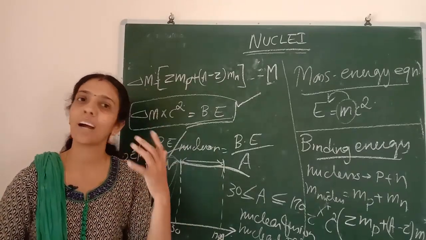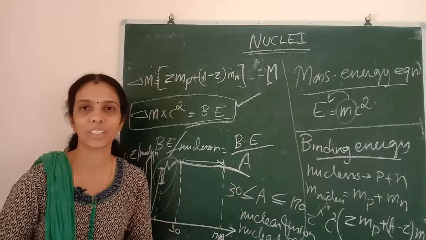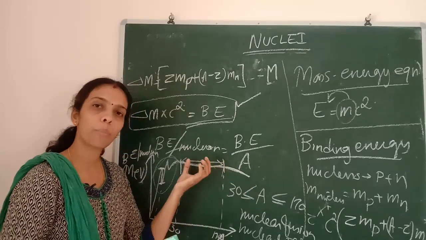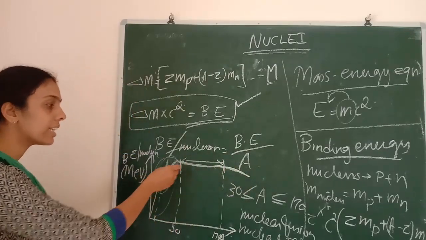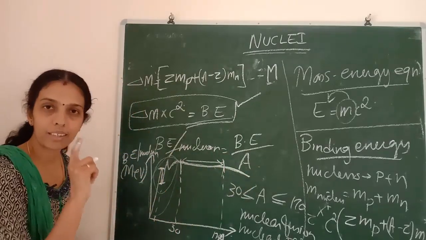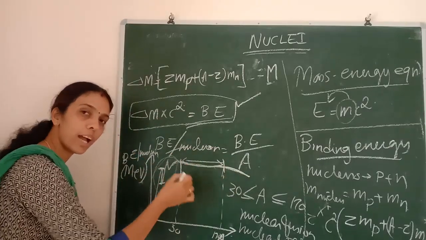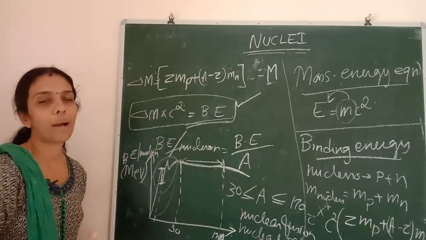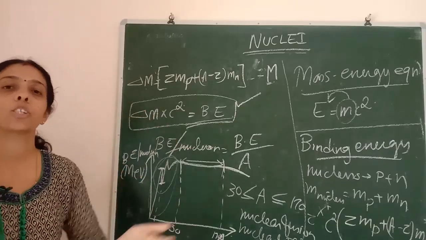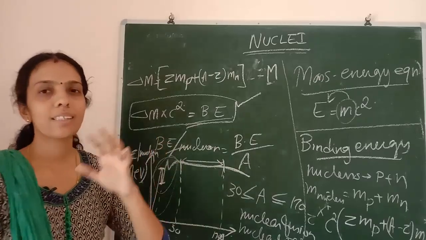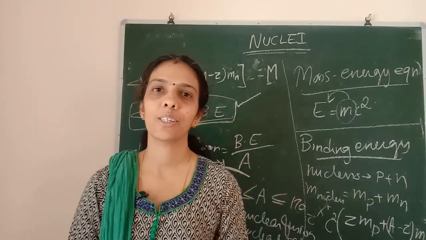So that is why we can't use all the elements for nuclear fission and fusion, isn't it? For the elements combining together and forming a heavier nucleus, we should consider the binding energy. The output should have a greater binding energy, then only the release of energy will also be more. Okay, clear? So this is an introduction to nuclei.